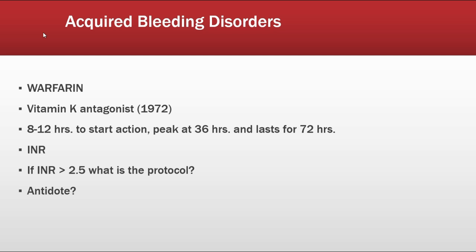Now, in Jordan, we're allowed to work up to INR 2.5. But according to Scully, we can work up to an INR of 3.5. So 3.5 is the maximum. Then we do local hemostatic measures, the ones we talked about, suturing, sponge, and all that. And then we can send the patient home.